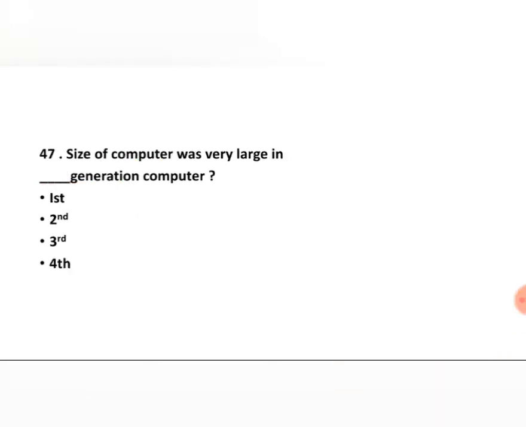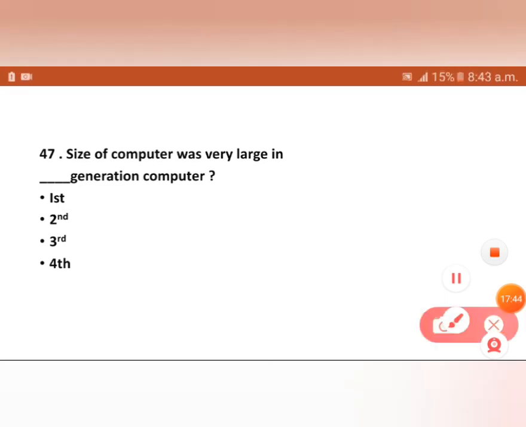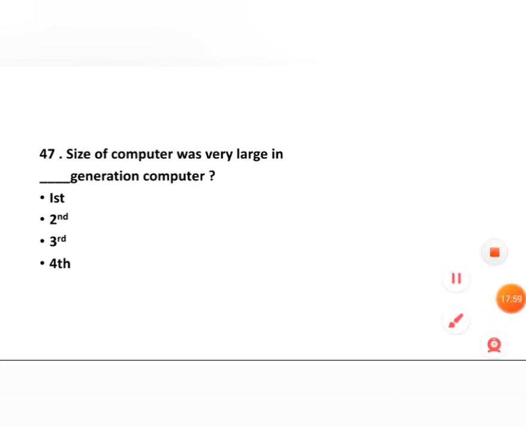Now one more question, question number 47. Size of computer were very large in dash generation of the computer. First, second, third and fourth. I hope you have guessed the option. The correct option is option number first. As generation of the computer increased from first to fourth, fifth, the size decreased. So option number 1 is correct option.